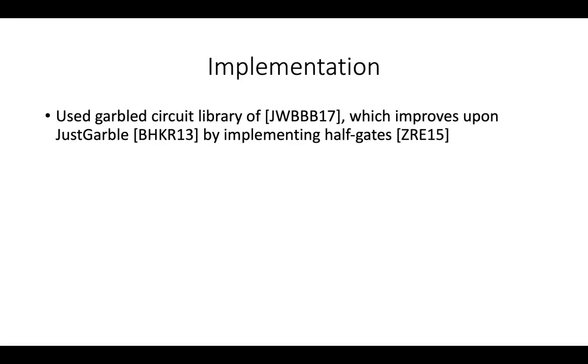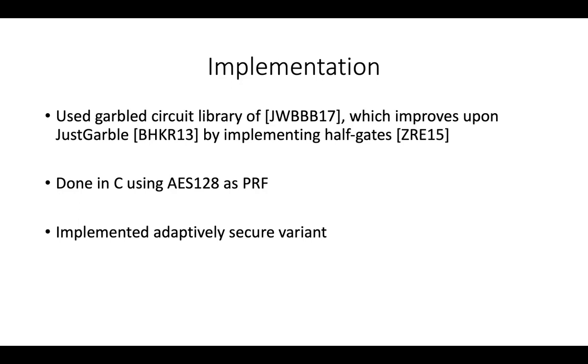So in order to evaluate the practicality of our self-processing sensor system, we implemented it. And we used the garbled circuit library of JWBBB17, which improves upon the just garble library by implementing half gates. And our implementation was done in C using AES128 as the underlying PRF. And we implemented the adaptively secure variant, as this is the one that you would want to use in practice, because in an actual deployment of this self-processing sensor system, all the function key data is specified before any sensor readings are taken, and this corresponds to the adaptively secure variant. And we tested the performance of our implementation on various functions such as DNF, threshold, and max.